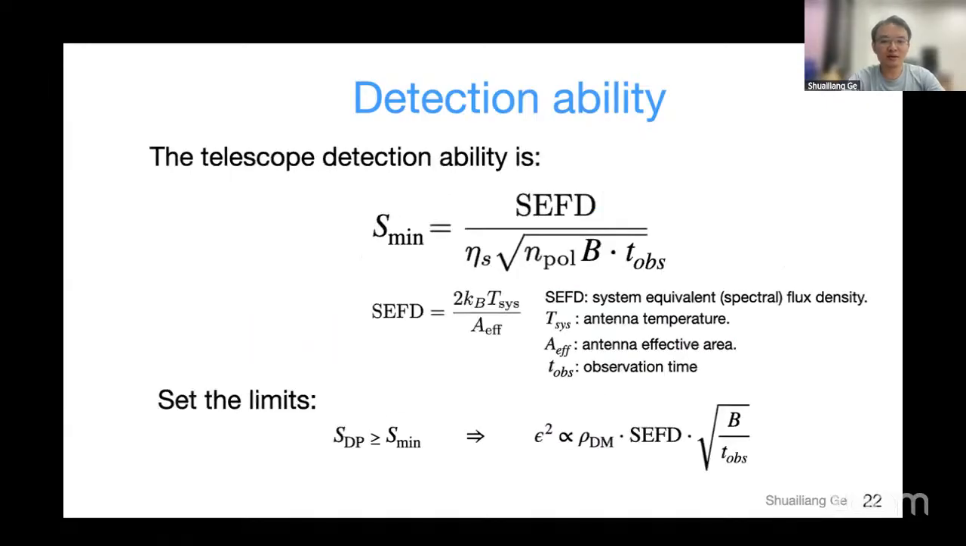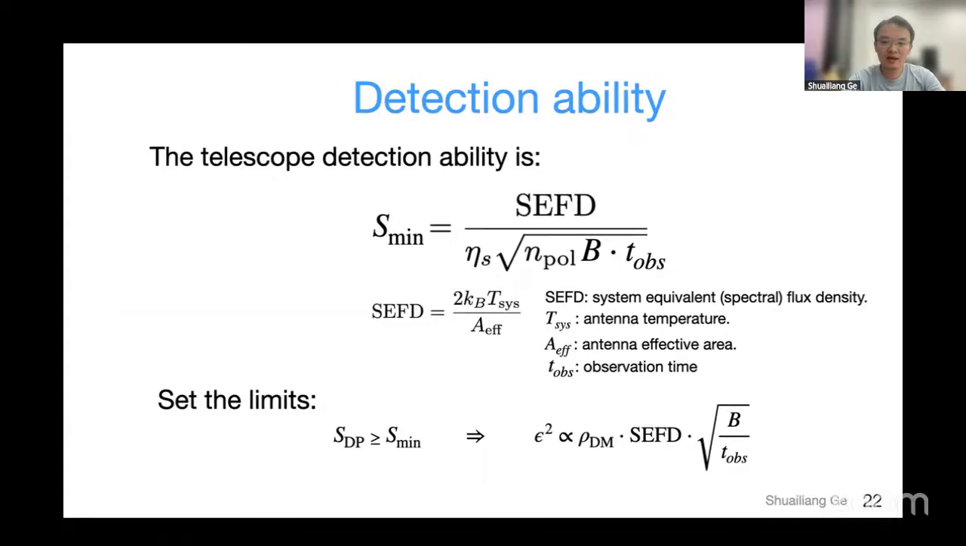And on the other hand, we know the minimum detectable flux of a radio telescope, and it has the following expression, which depends on several parameters of the telescope itself. This is part of the physics of radio astronomy. Okay, and what we do is just equate this equation with the dark matter induced flux, and then we can get the minimum detectable epsilon. And we see that it is proportional to the dark matter density and also proportional to the SEFD, which is the system equivalent flux density. And the important thing is that the better frequency resolution you have, and the longer observational time you have, the smaller epsilon you can detect.